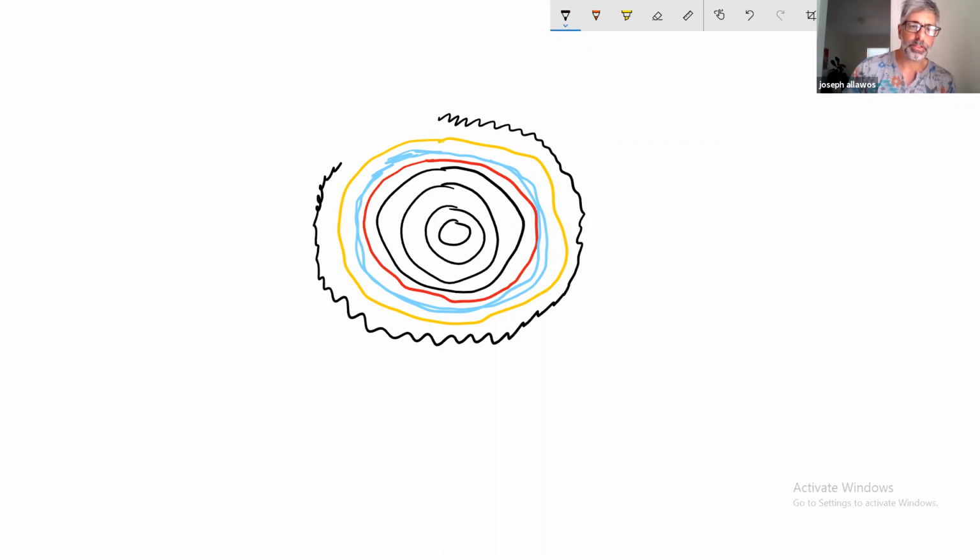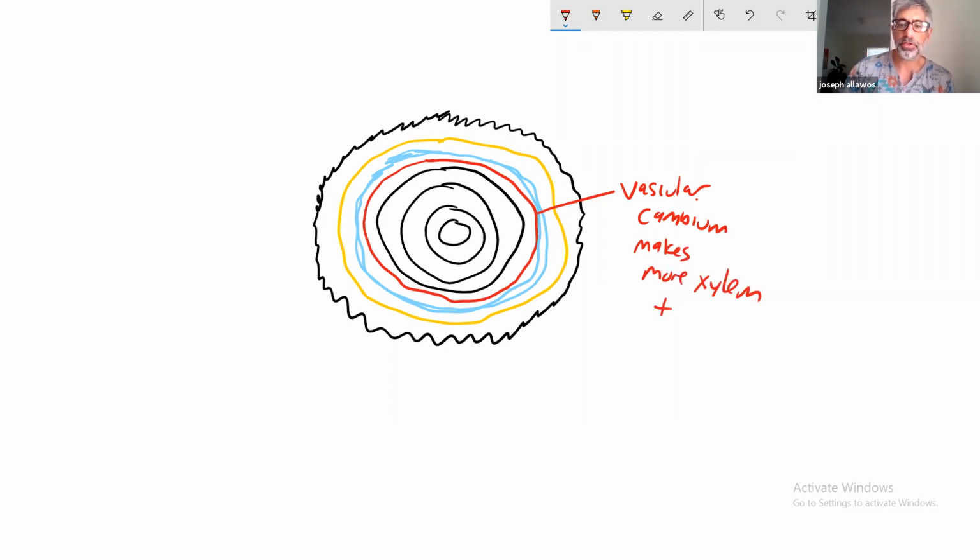So no time like the present to learn the different layers of tissue here, because we're talking about these cambial layers. And I'm going to label those. This is the vascular cambium. And each year during the growing season, whenever that is, it makes more xylem and phloem, which is the vascular tissue, right?